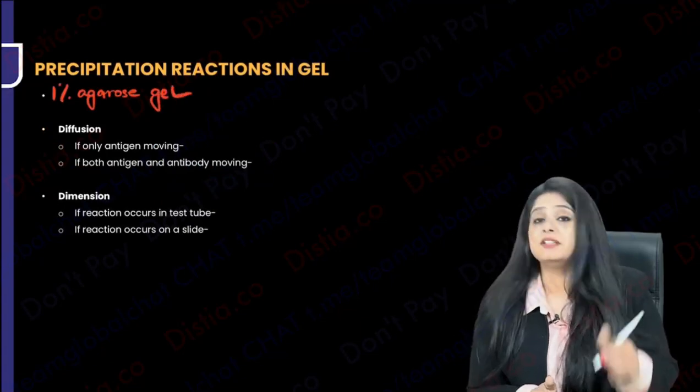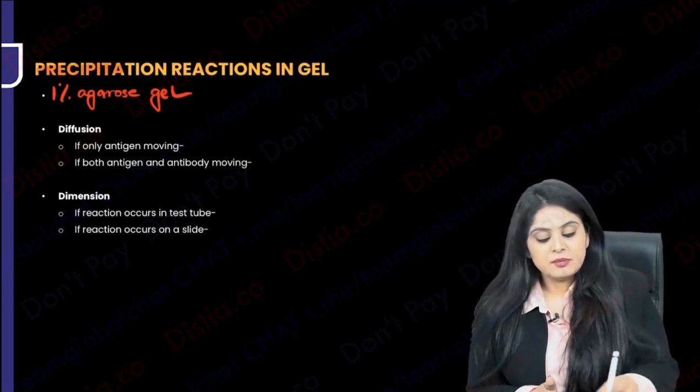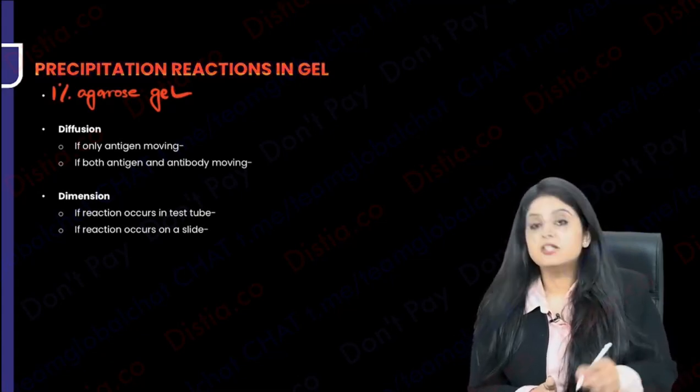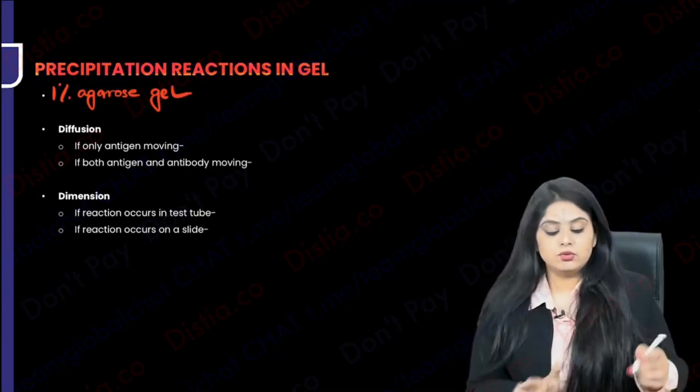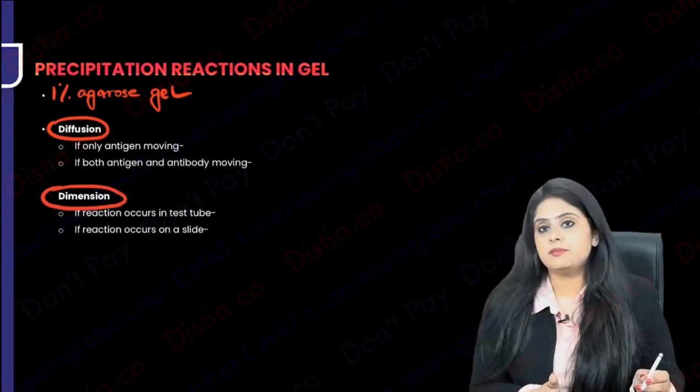And now comes the real thing. I've seen most students find a problem here, so listen to me carefully. Precipitation reactions that happen in gel media. Before I go on to those, you need to understand two definitions. What is diffusion and what is dimension?